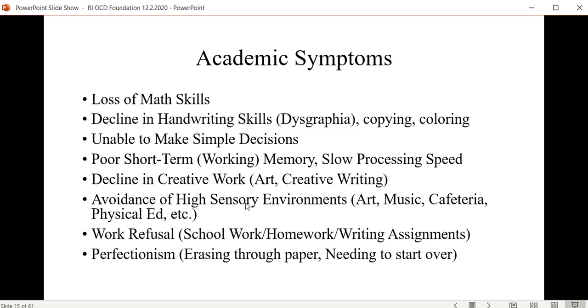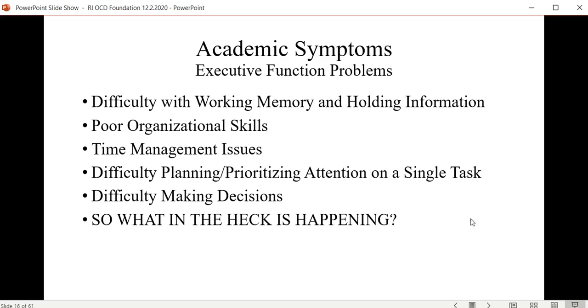They avoid high sensory issues. All of a sudden, they won't go to music, art, phys ed because it's way too noisy. They won't do homework, and they become very perfectionistic as an OCD behavior. Not everybody, again, has those symptoms. It's a spectrum, so some of it happens in some and some of it happens in the others, which makes it harder to diagnose. They have poor organizational skills, difficulty prioritizing, all the executive function.